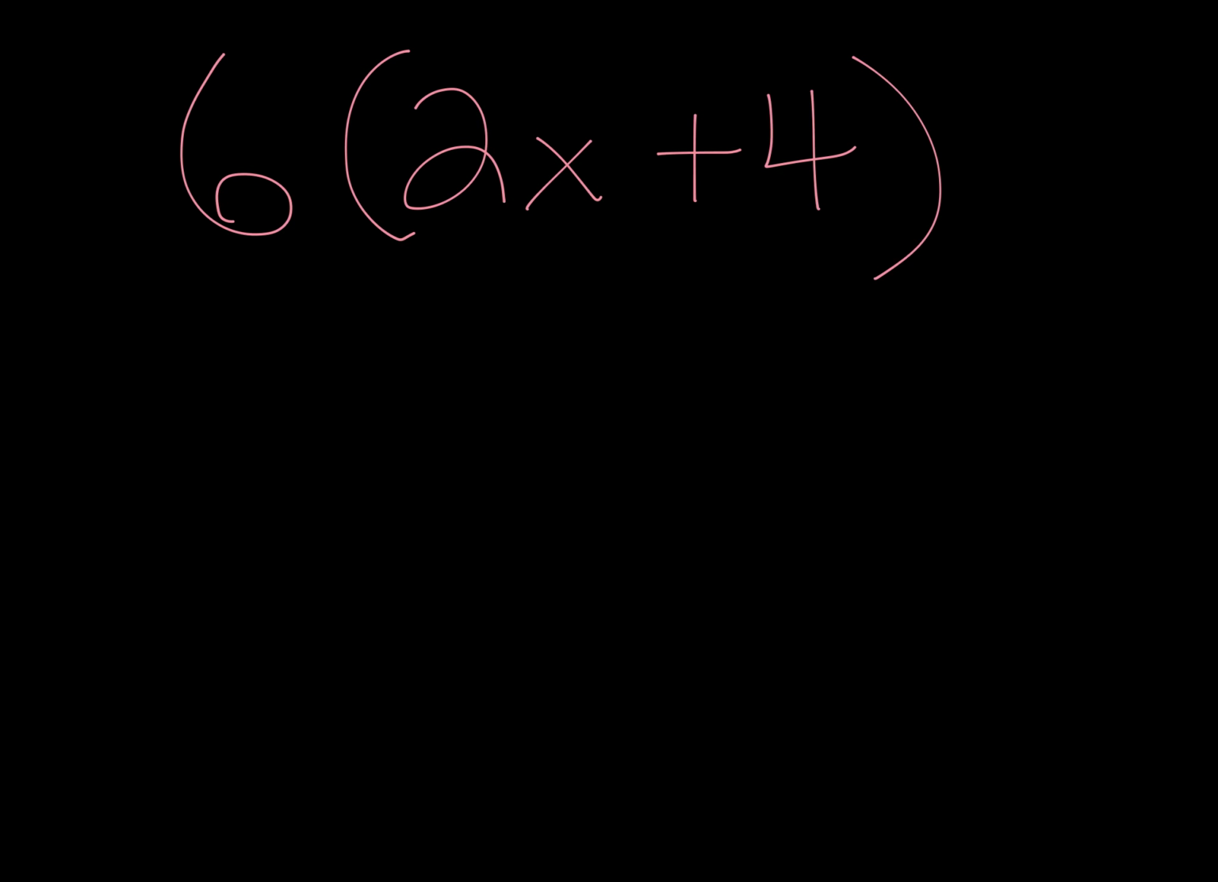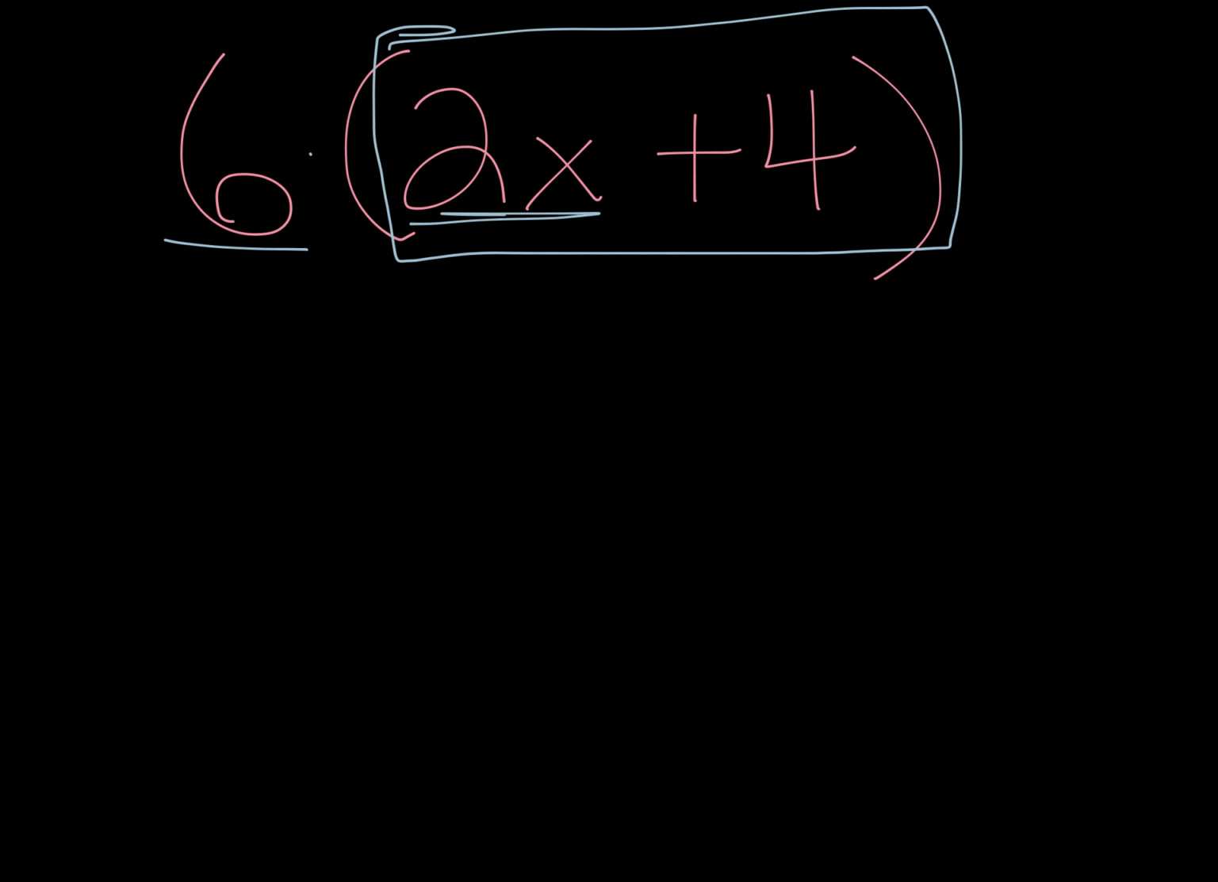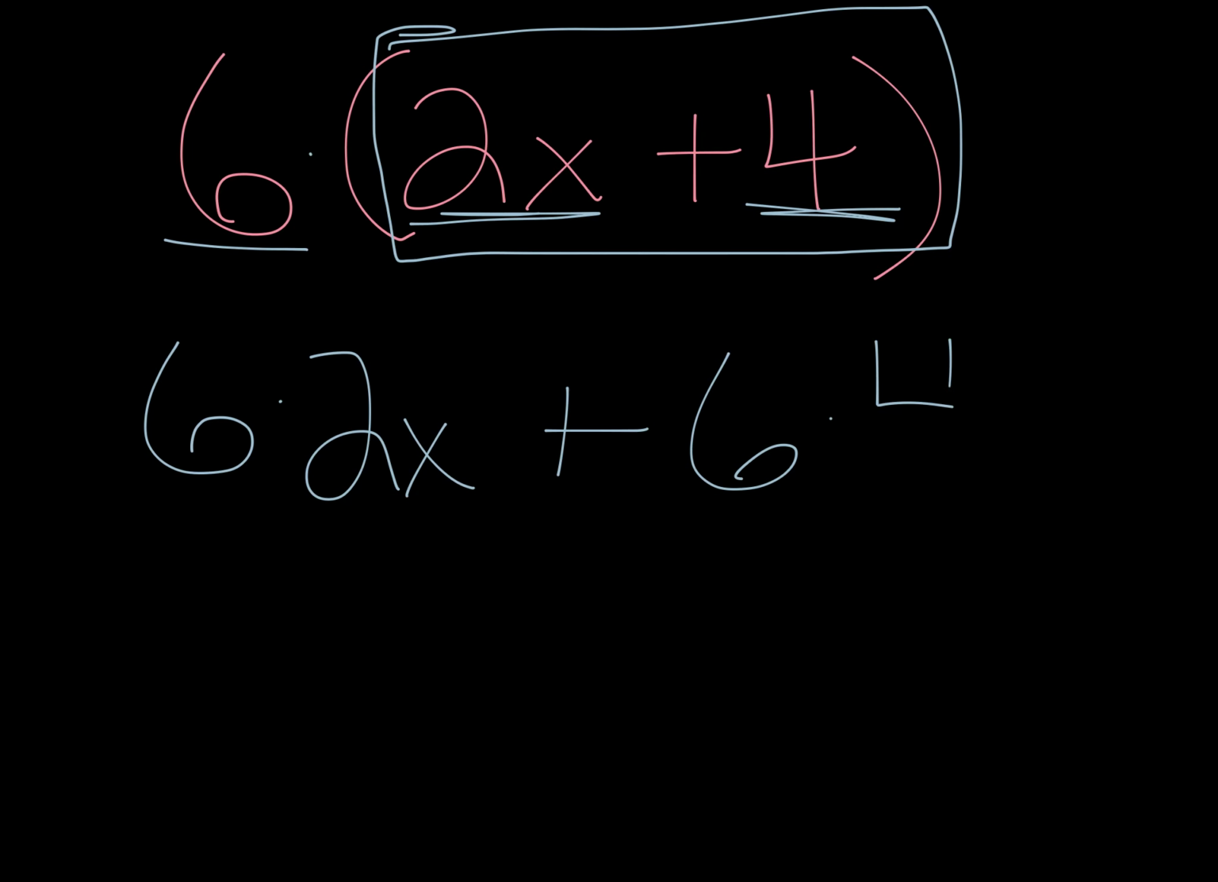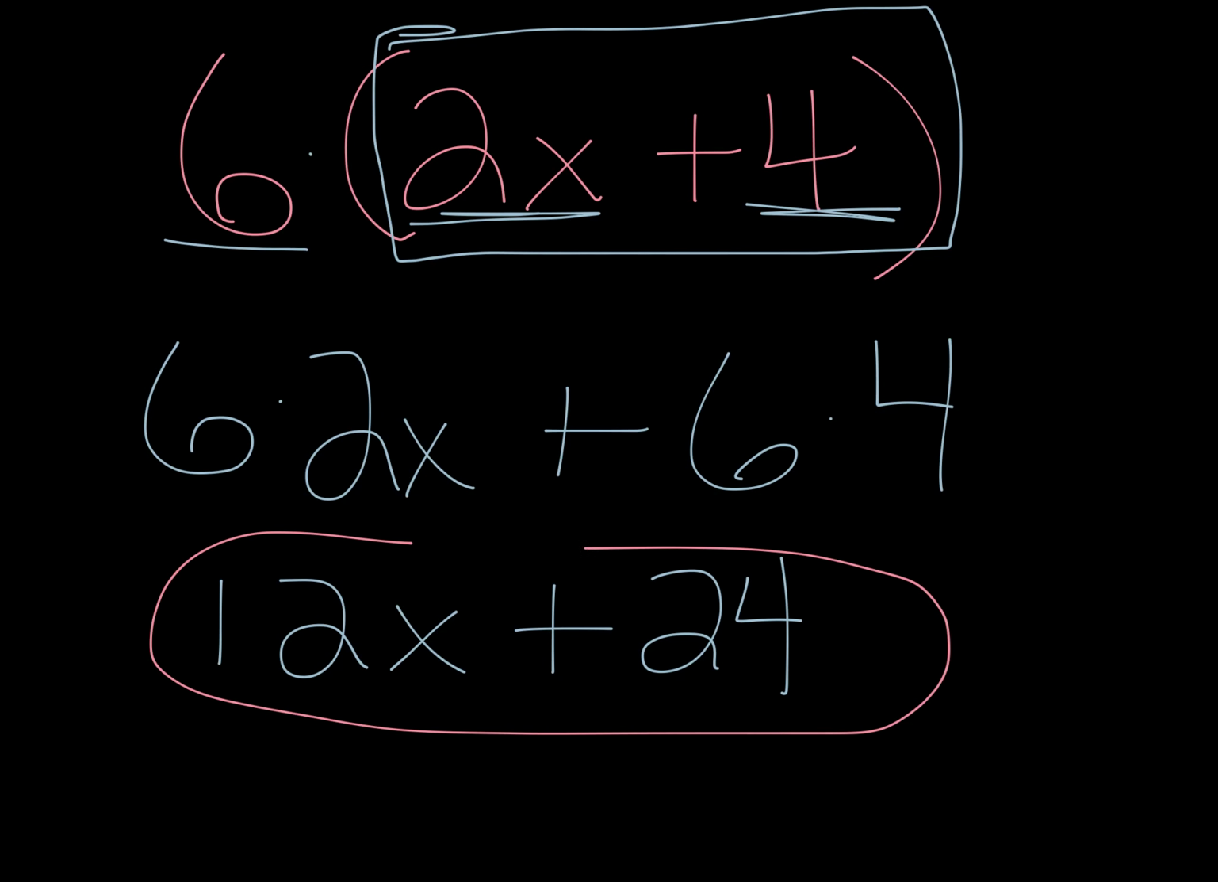All right, so let's take a look at another example. We have 6 on the outside of the parentheses, and that's multiplied by everything on the inside of these parentheses. And we have two terms. We have 2x and we have a 4. So that would be 6 times 2x and 6 times 4. So 6 times 2x would give us 12x, plus 6 times 4 would give us 24. So our simplified answer would be 12x plus 24.